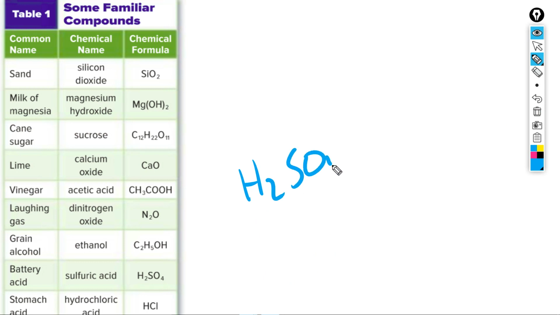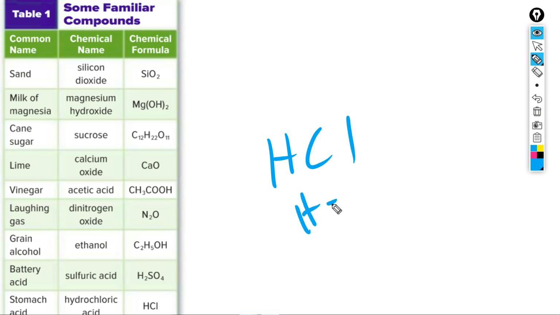H2SO4 we did. H equals 2, S equals 1, O equals 4, and HCl is our last one. H equals 1, Cl equals 1.